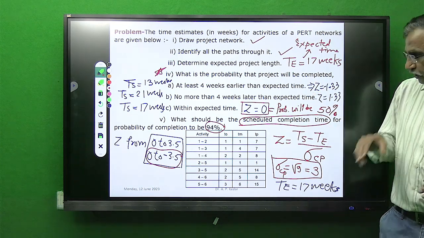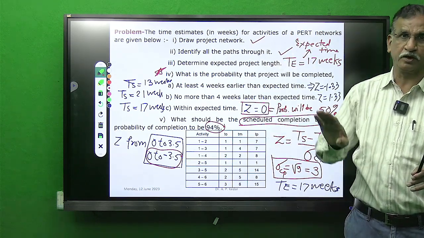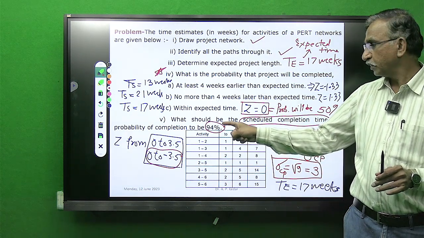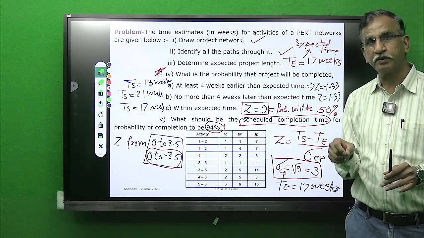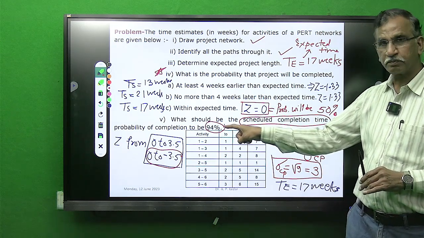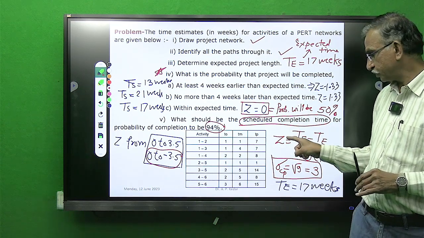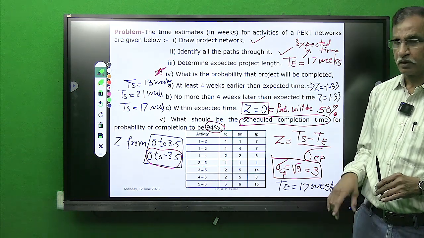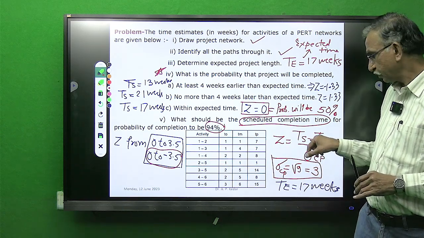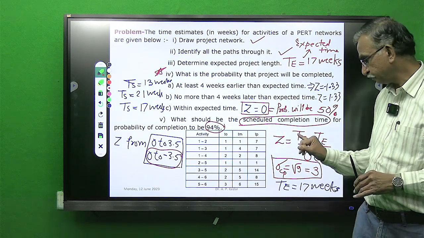Got it? Here in this bit, what we have to do? We have to go in a reverse way now. How reverse way? Now what we will be doing? For 94% probability, first we will find z from the table. Then from z we will find value of TS. Simple. We know TE 17, we know sigma CP. We have estimated value of z for this 94%.